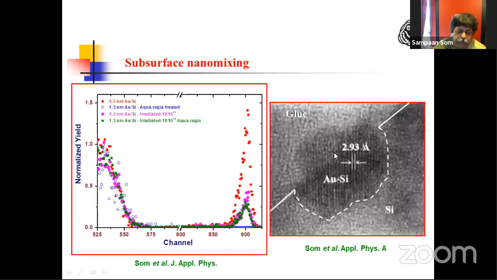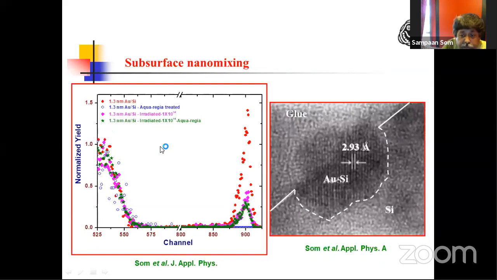Similar example, you see, through TEM studies, I show you here instead of two different bilayer thin films of gold and germanium, here what was done is 1.3 nanometer of effective thickness of gold was deposited on silicon, and then ion bombardment took place. Again, gold and silicon is also a eutectic system, and when this gold silicide island is formed, here gold and silicon both appear at their normal surface positions.